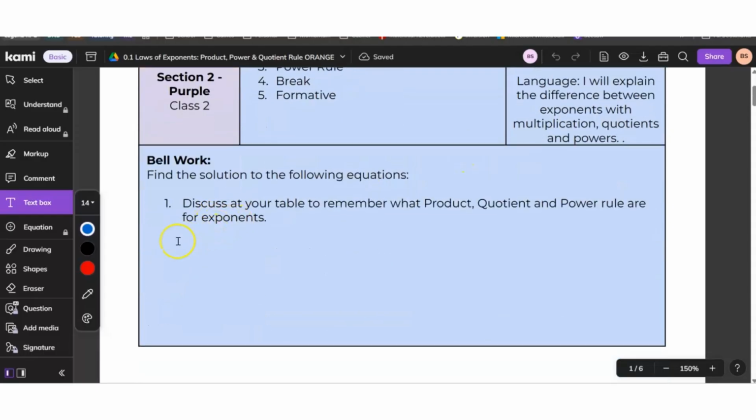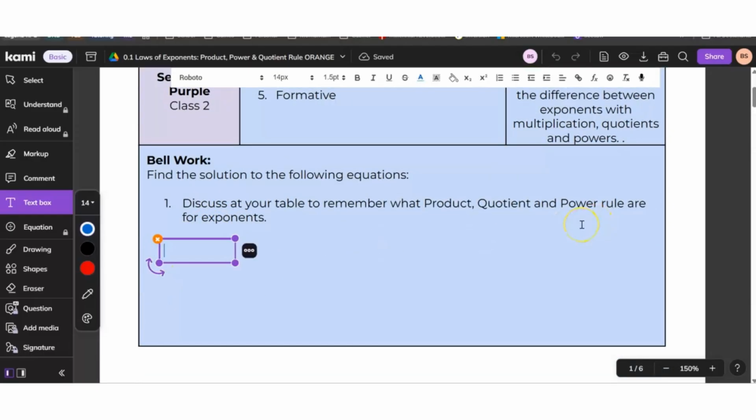Ah, okay, yeah, these ones, yes. So let's do them together though. Let's start with the product rule. That's the easiest one. So if I'm multiplying the two bases, what do I do to the exponents? Add them, exactly. So I add exponents.